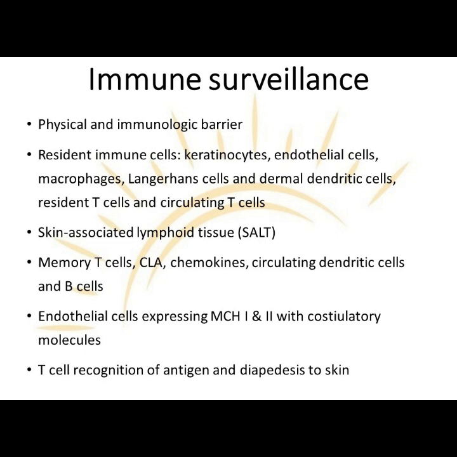Skin-associated lymphoid tissue, SALT. This system coordinates immune surveillance. It includes memory T cells, cutaneous lymphocyte antigen (CLA), chemokines, and circulating dendritic cells and B cells. Endothelial role. Endothelial cells in skin can express MHC class I and II, along with costimulatory molecules. This allows them to present antigen and activate T cells. T cell response. Once an antigen is recognized, T cells undergo diapedesis, migration through endothelium into the skin. This provides local, targeted immune defense.